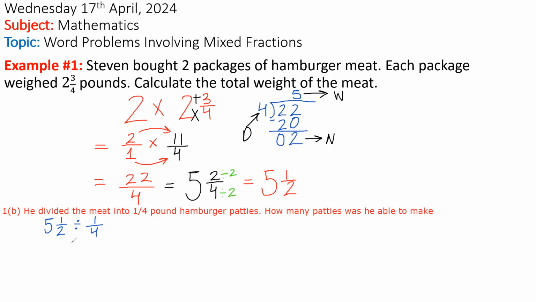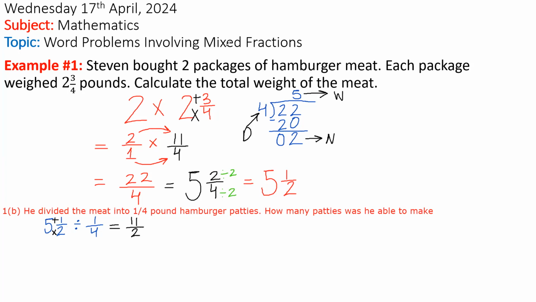So the way that we're gonna do this is we're gonna multiply 5 by 2, and then we're gonna add 1. So 5 times 2 plus 1 is gonna be equal to, what is 5 times 2? 10. 10 plus 1 is what? 11. Very good. So it's gonna be 11 over what? 11/2.